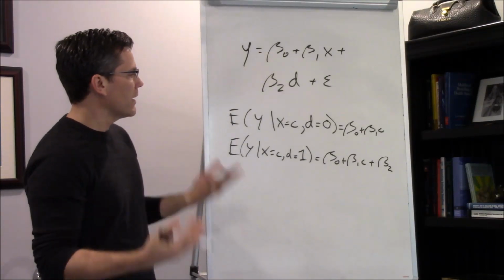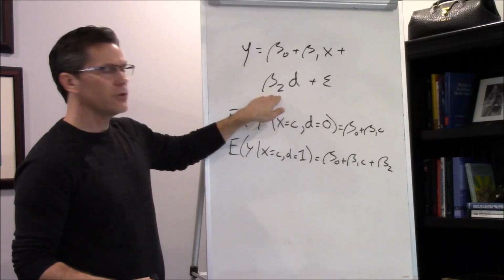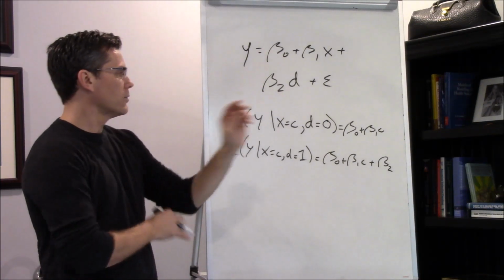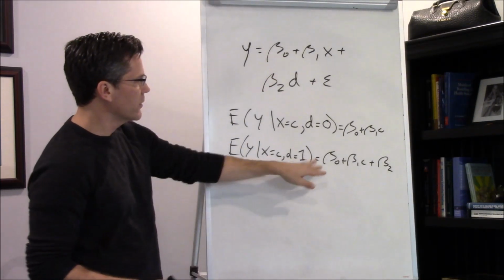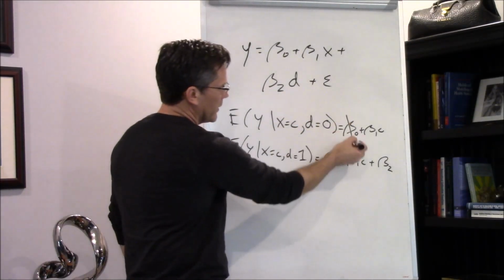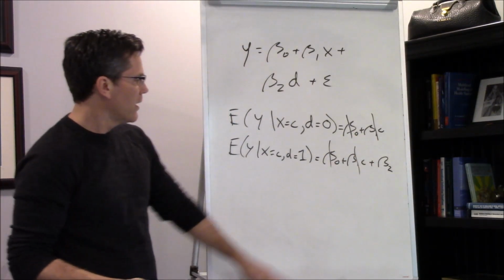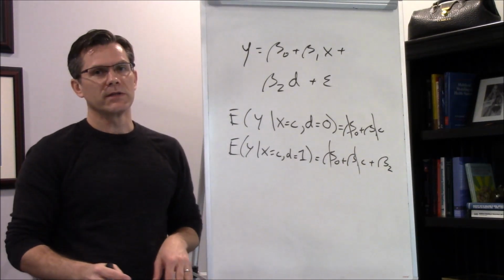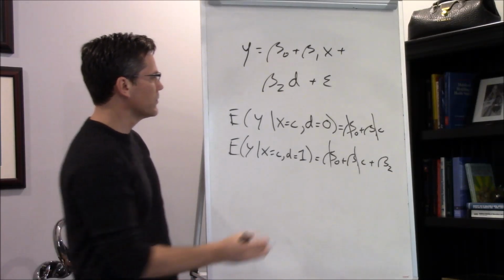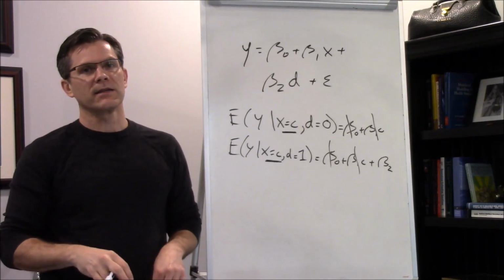And so in that setup, as we talked about last time, our effect of the dummy variable represents the mean difference between the two groups when holding constant any other predictors that might be in the model. And we can see that here: if we take the difference between these two groups, beta naught's going to drop out. We're going to have c beta 1 for each group, and we're left with beta 2. So beta 2 is the difference in the expected values between the two groups, the difference in the averages between the two groups, but with the important caveat that we are holding x constant at c.